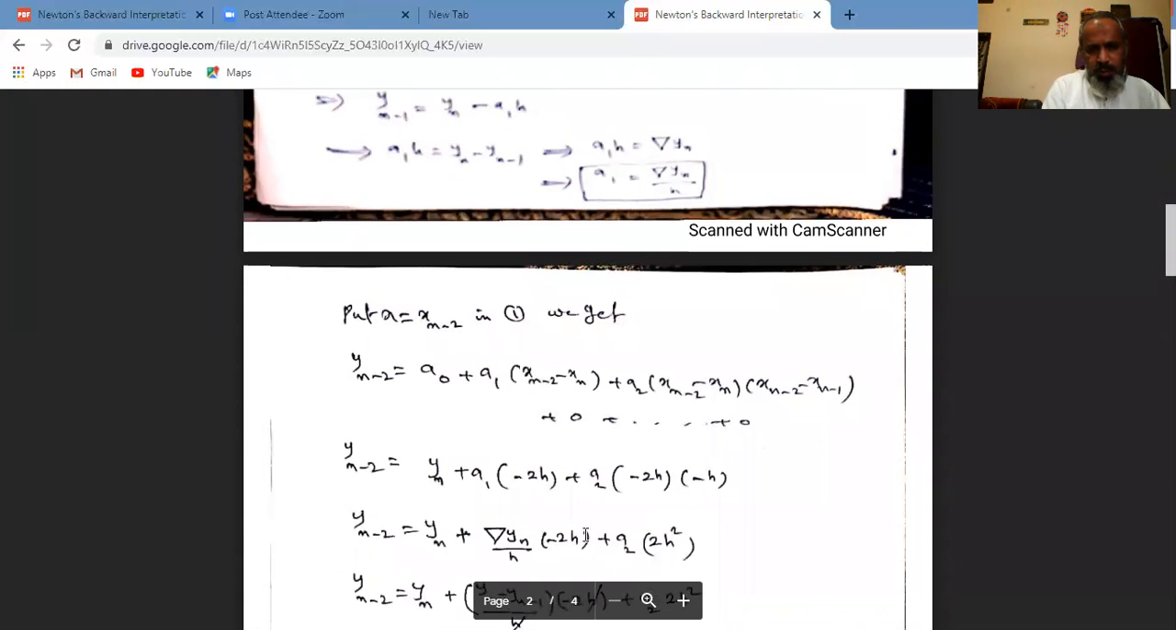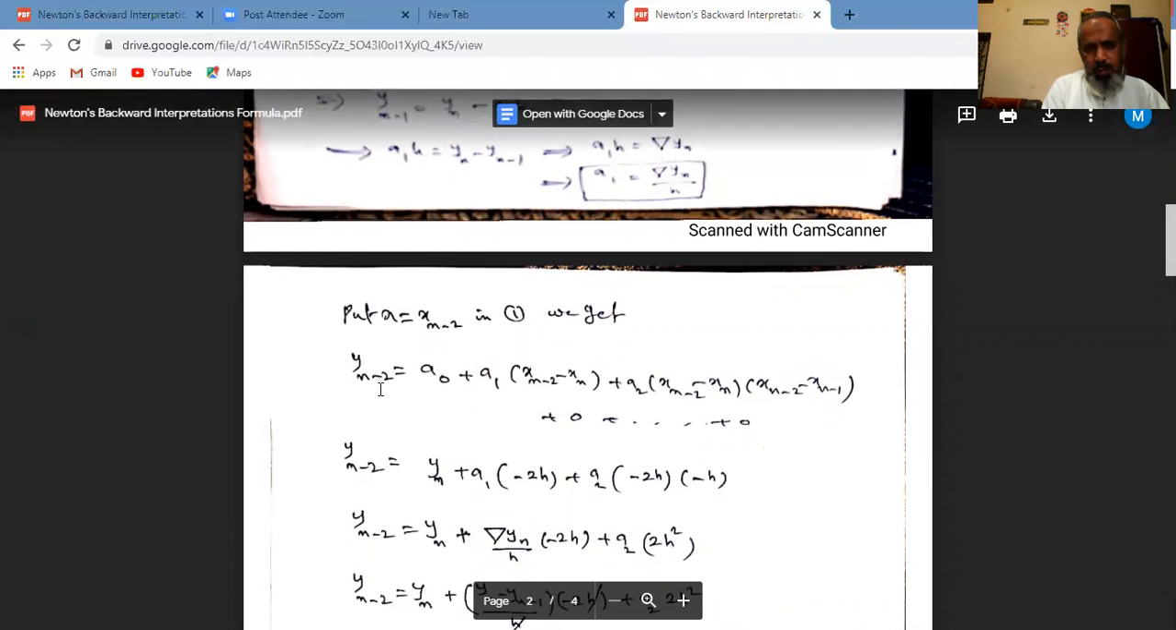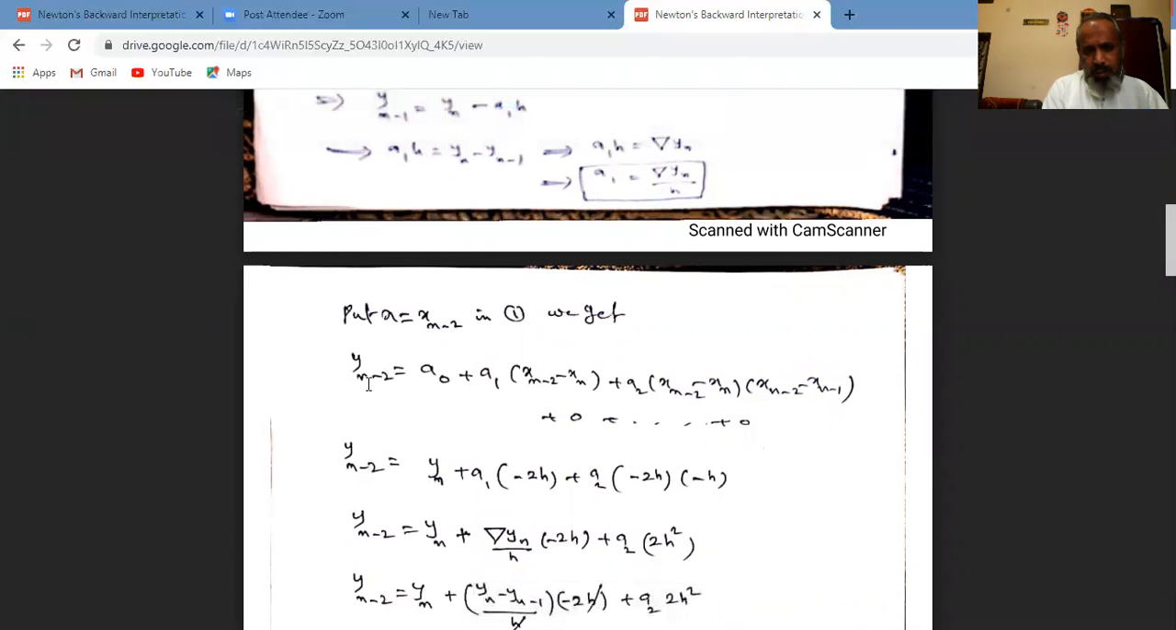Similarly, if we substitute x equal to xn minus 2 in equation 1, the corresponding value at x equal to xn minus 2 is yn minus 2, equal to a0 plus a1 into (xn minus 2 minus xn) plus a2 into (xn minus 2 minus xn)(xn minus 2 minus xn minus 1).